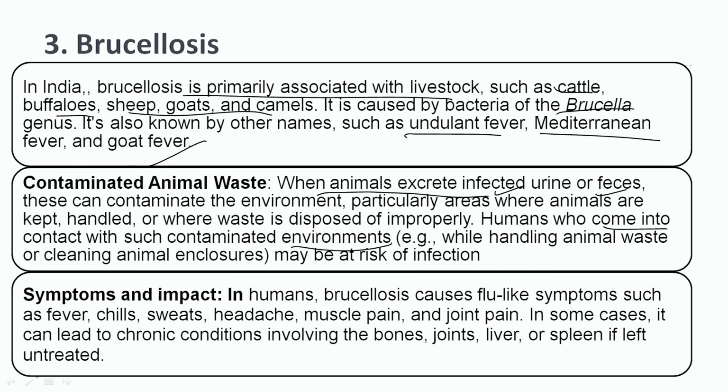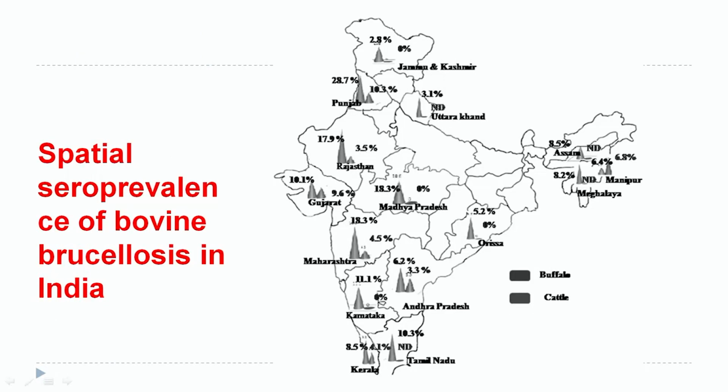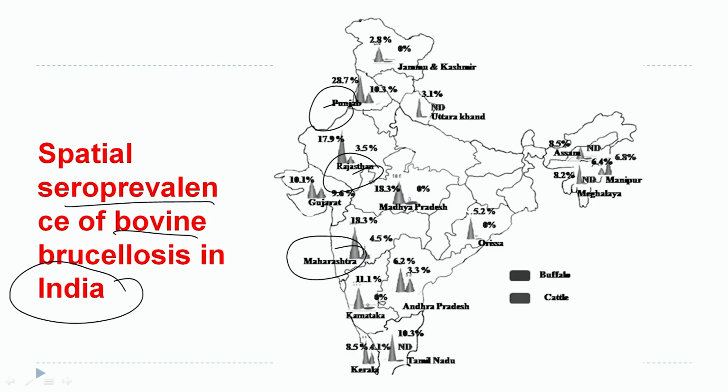The signs and symptoms of brucellosis in humans are almost flu-like, such as fever, chills, sweating, and headache. But in the chronic condition, bone and joint pain occur, and in some cases liver and spleen infection if the condition is left untreated. Here you can see the seroprevalence of bovine brucellosis under Indian conditions. Its prevalence is higher in states like Punjab, Rajasthan and Maharashtra, quite understandably, because all three states have a large bovine population, corresponding to the maximum seroprevalence of bovine brucellosis.